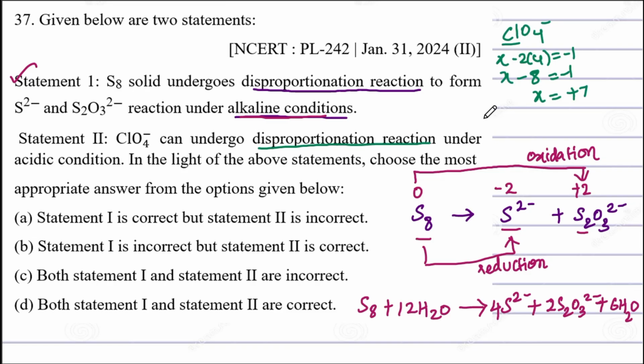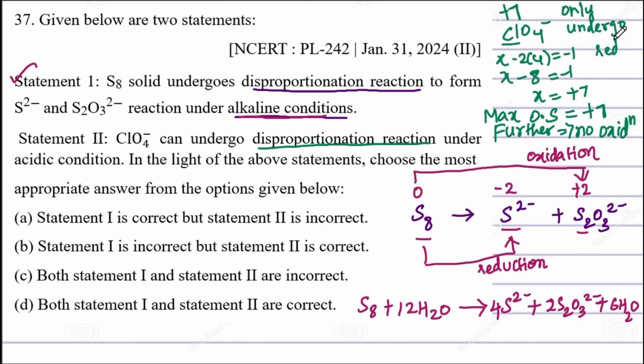Chlorine is already present in its maximum oxidation state. The maximum oxidation state exhibited by chlorine is plus 7, and here also it is present in plus 7 only. So further there is no oxidation. In this compound, chlorine cannot undergo oxidation. It can only undergo reduction. Because what is oxidation? Oxidation is increase in oxidation state. But chlorine is already present in its maximum oxidation state of plus 7, so further there is no increase in oxidation state. It means further there is no oxidation.